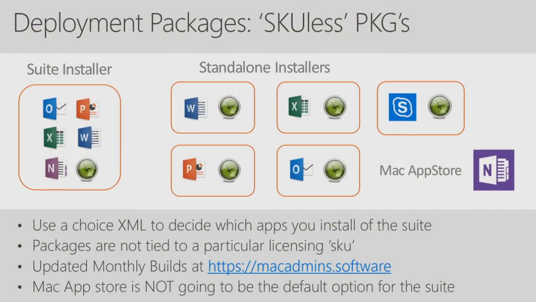So I'm just going to start with talking through a little bit about the various types of deployment packages that you have available with Office for Mac. And the first one is what we call a SKUless package or PKG file, which is kind of the main media package that we use. In effect, you've got the ability to have the Suite installer and the standalone installers. And as you can see, there's also the ability to pull OneNote down from the Mac App Store.